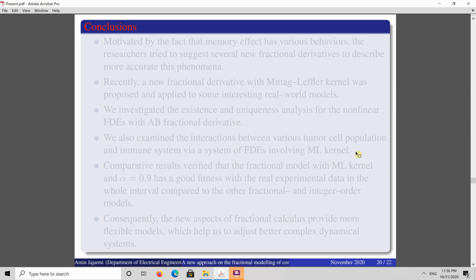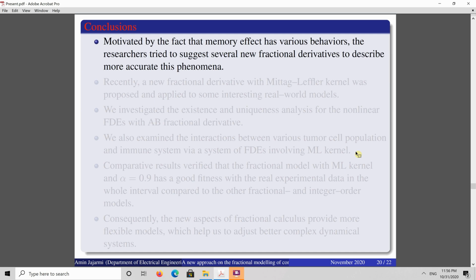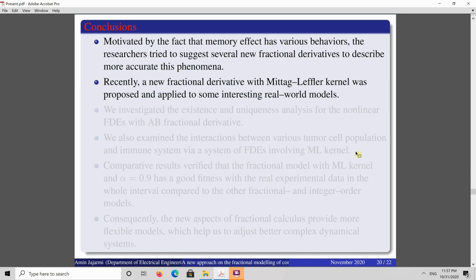Finally, we close this presentation by some concluding remarks. Motivated by the fact that memory effect has various behaviors, the researchers tried to suggest several new fractional derivatives to describe more accurately these phenomena. Recently, a new fractional derivative with Mittag-Leffler kernel was proposed and applied to some interesting real-world models. In this research, we investigated the existence and uniqueness analysis for the nonlinear fractional differential equations with AB fractional derivative.